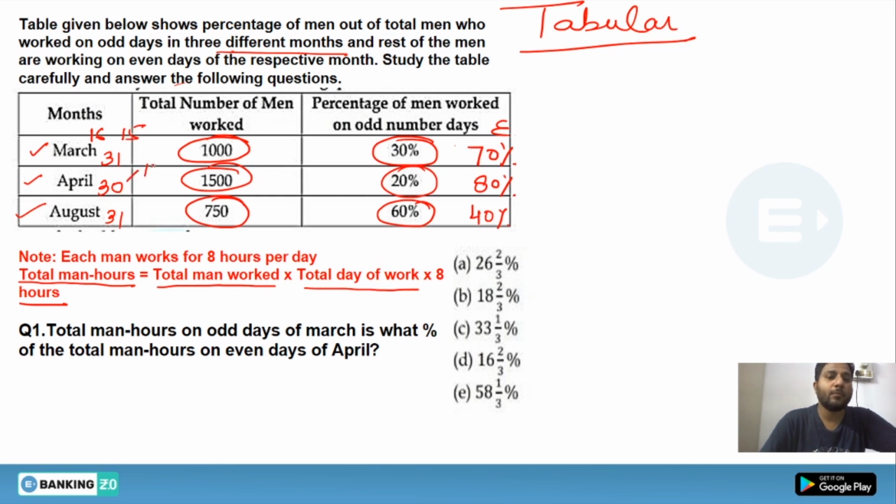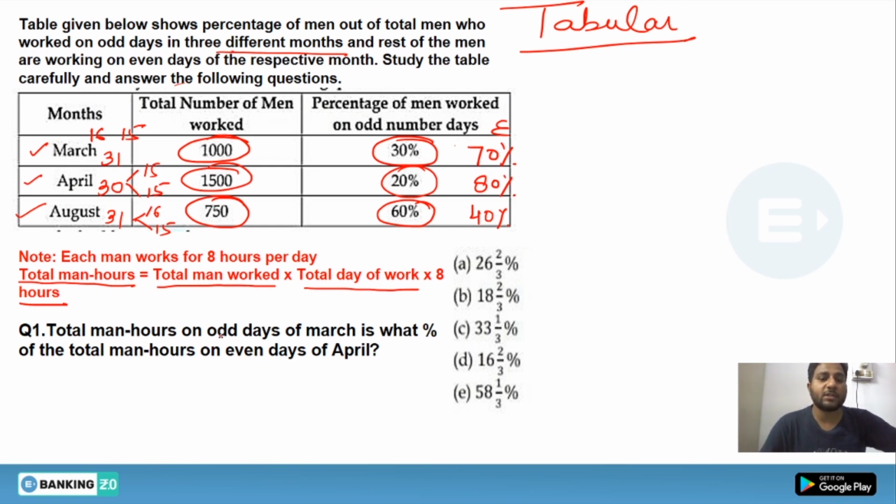But in April, both types of days will be equal, while in August, the number of odd days will be 16, while even days will be 15. So you have got a fair idea. Now, how can you solve this question?